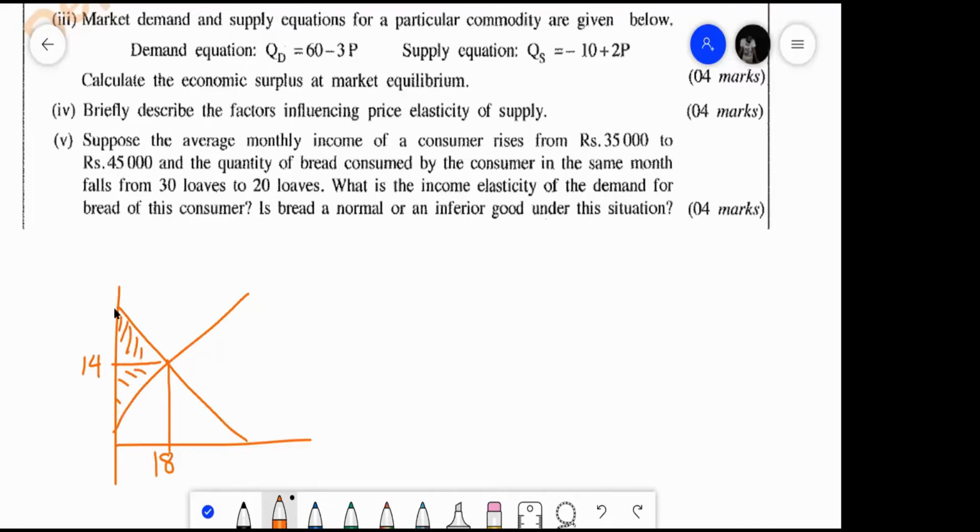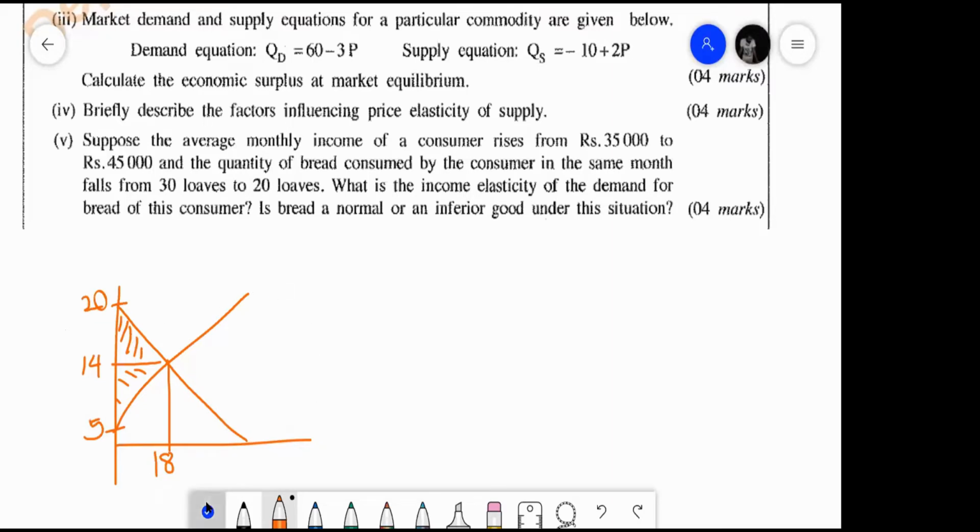So find the area. For that, first you have to find this price, then you have to find this price. So how much is this price? Maximum demand price is 20, no? 20. How much is the minimum supply price? That is 5. So now simple thing, you calculate consumer surplus, you calculate producer surplus, you add the two together.